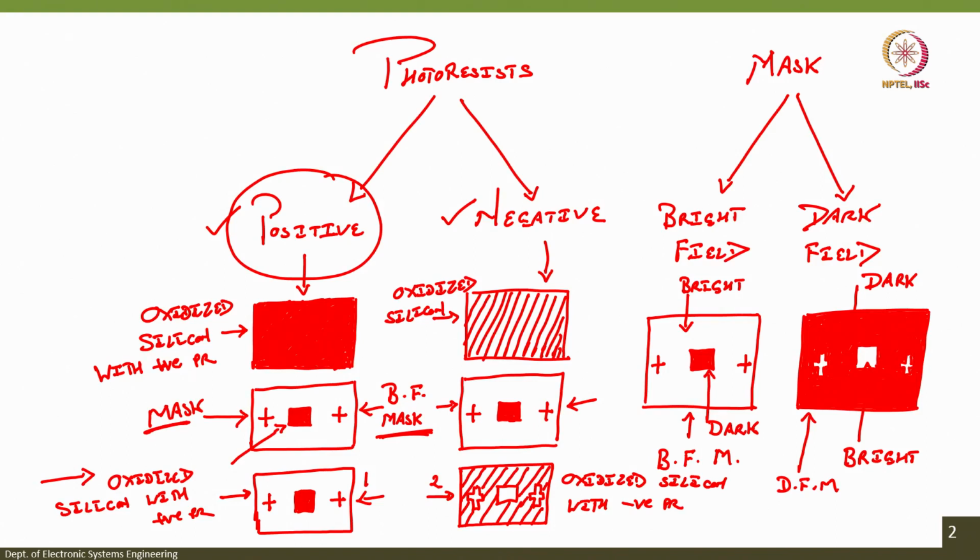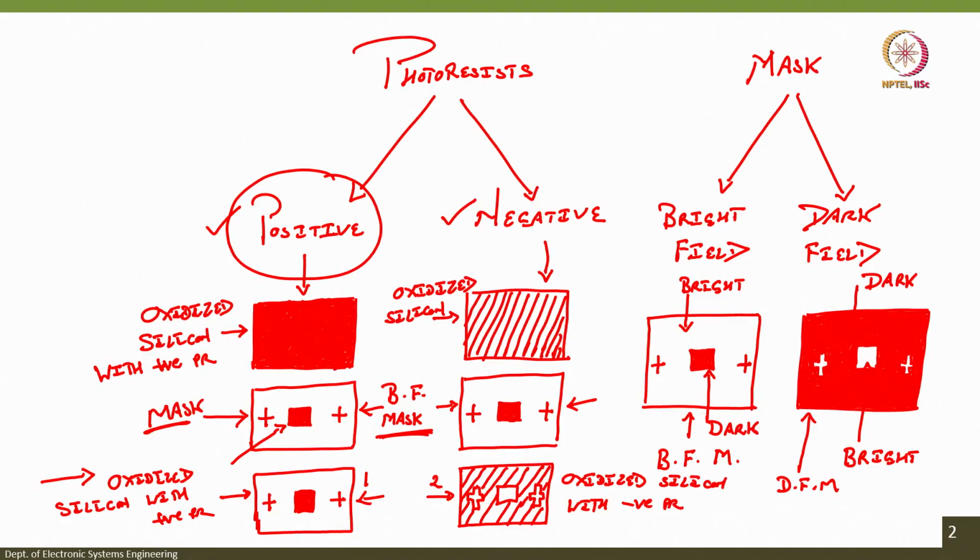But if you take the example of a negative photoresist, what you can see on the screen is that the area which is exposed gets stronger and the area which is not exposed gets weaker, is it not? Easy.